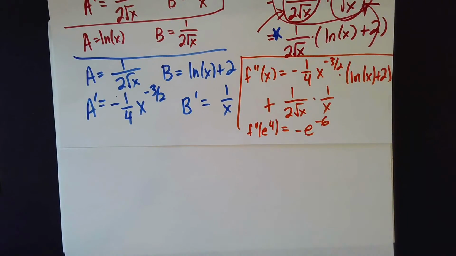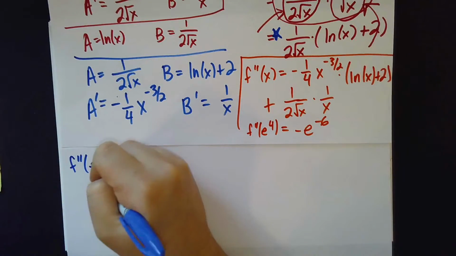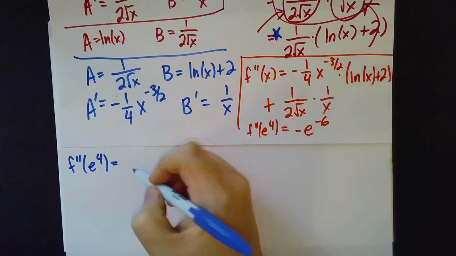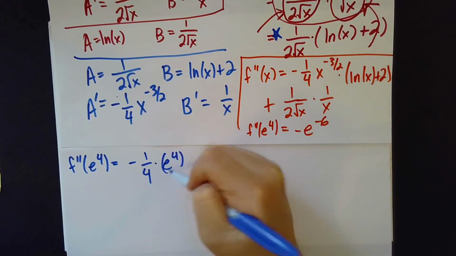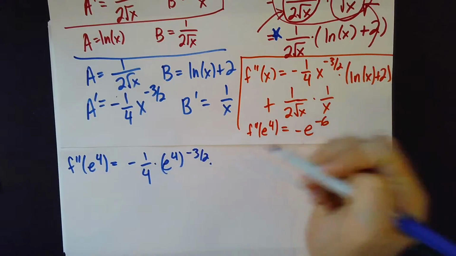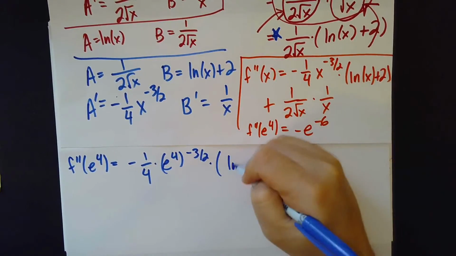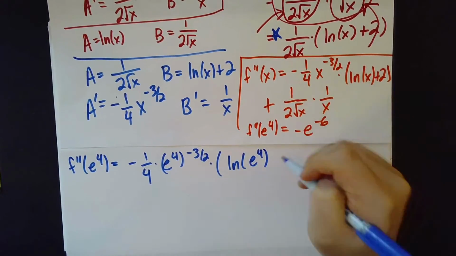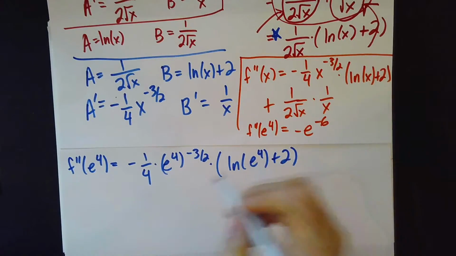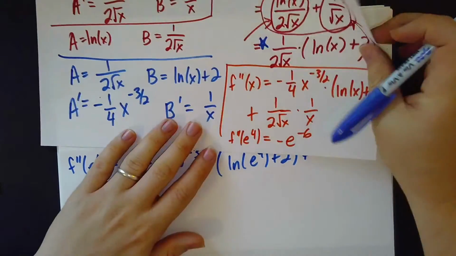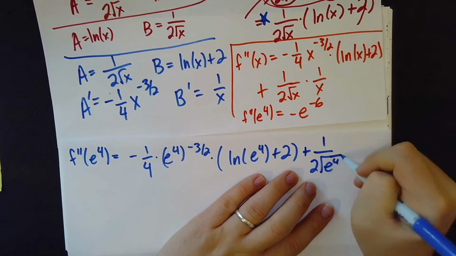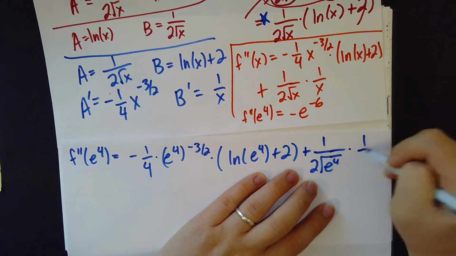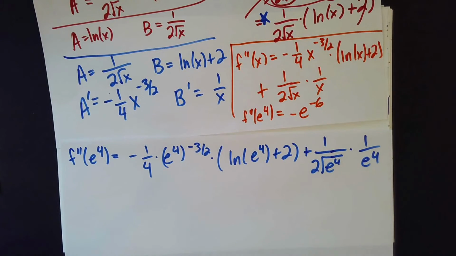So, f double prime of e to the fourth will be minus 1/4 times e to the fourth to the minus 3/2 times the natural log of e to the fourth plus 2, plus 1 over twice the square root of e to the fourth times 1 over e to the fourth. Okay, that's where we are so far, right, Ryan?